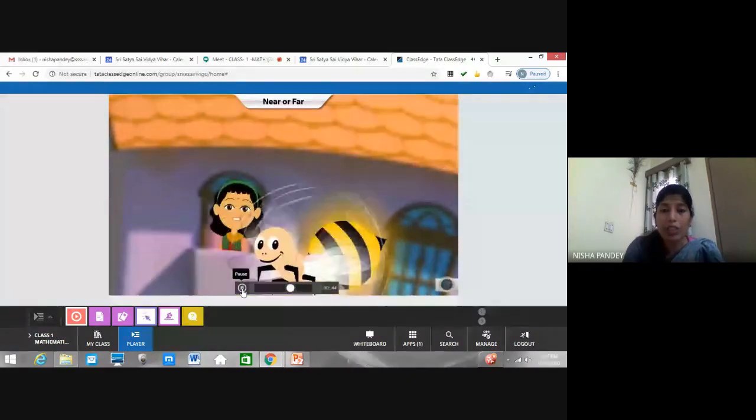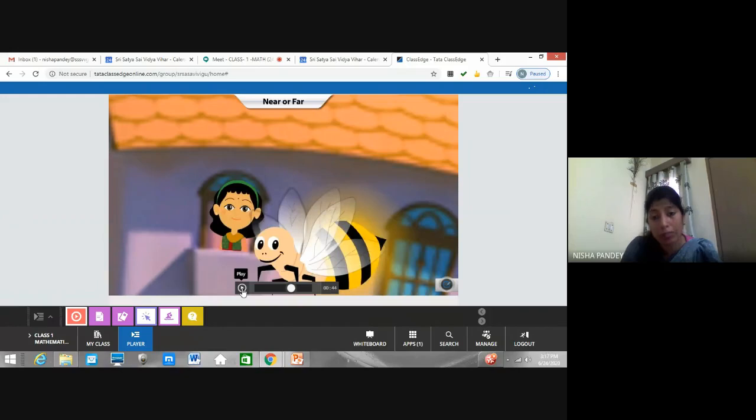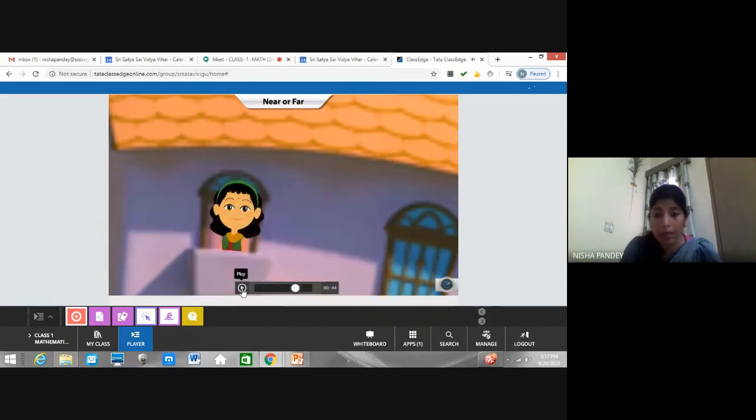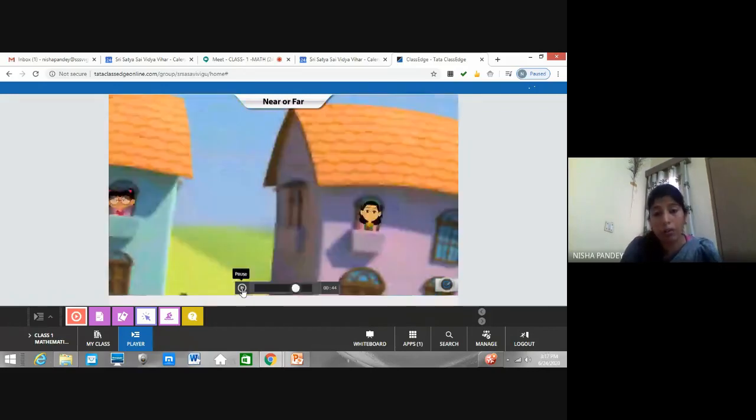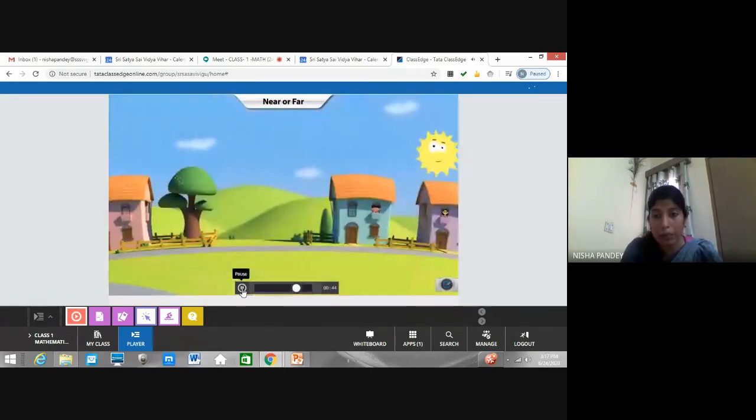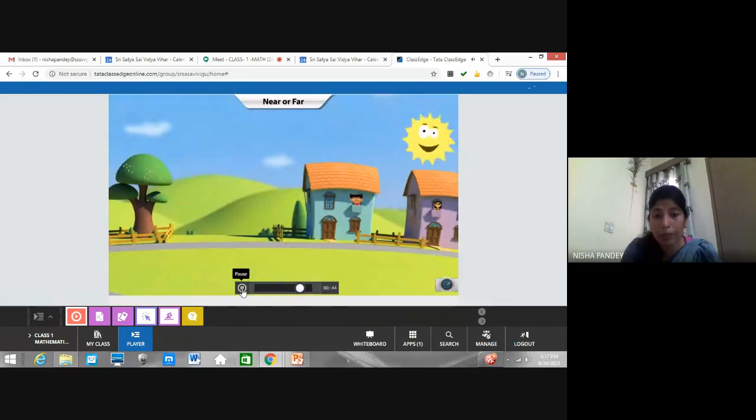So see children, here again this video is explaining that when things are very close to us, it is easy to see and we can say it is nearer to us, right? And if things are not easy to see, then we can say it is far from us. Just like this cute little honeybee. This honeybee was near to us, so we were able to see it. But now, let's see another example. Things that are far are hard to see. Just like the flowers on that tree.